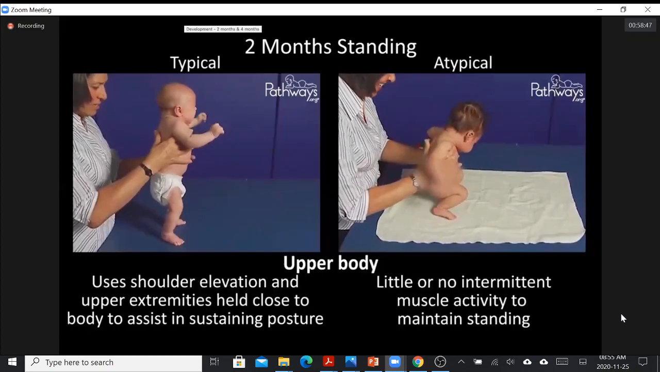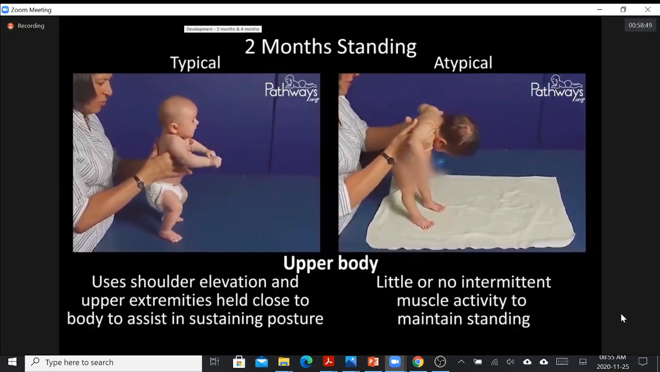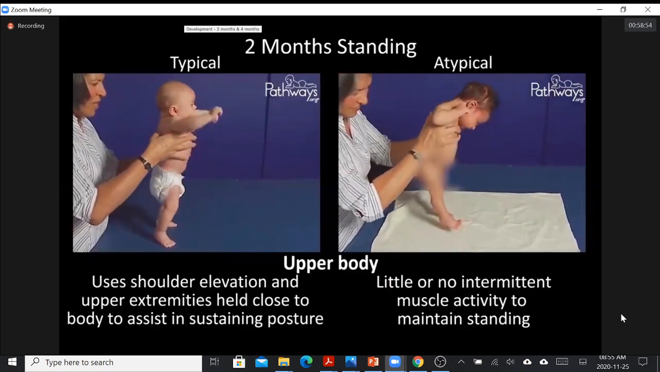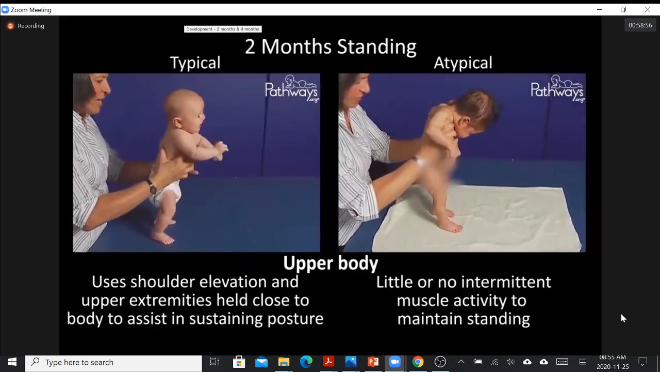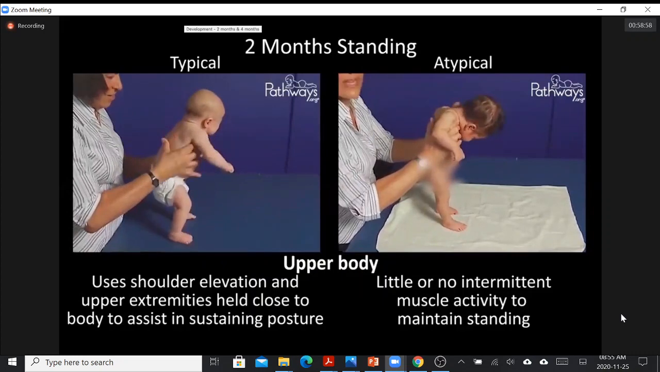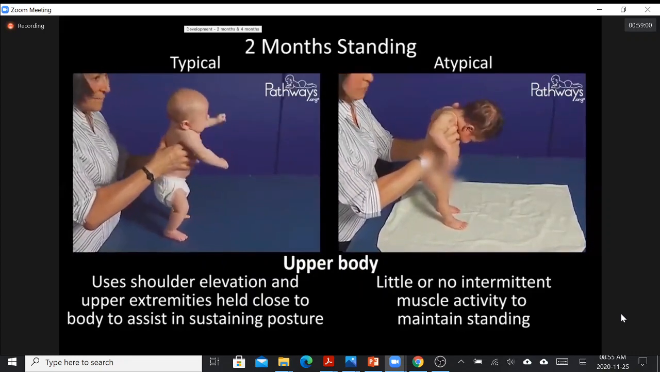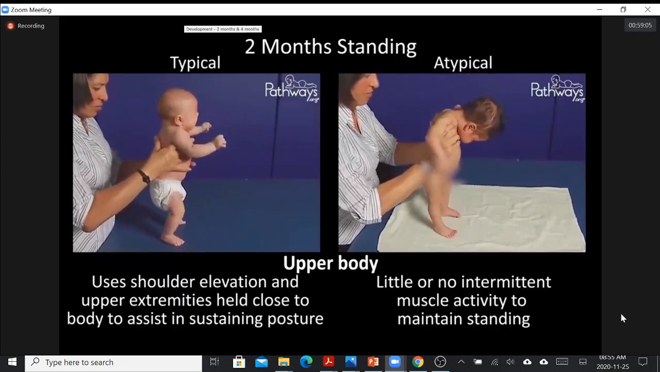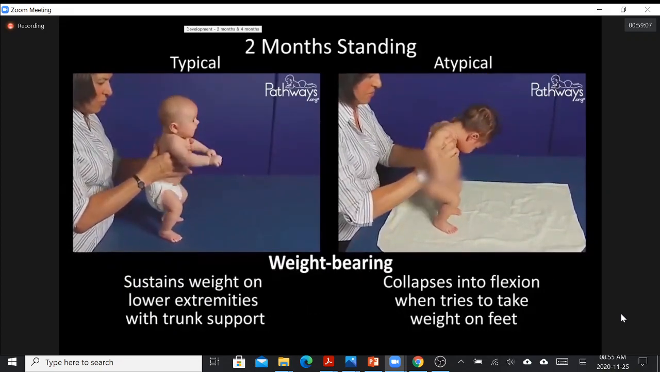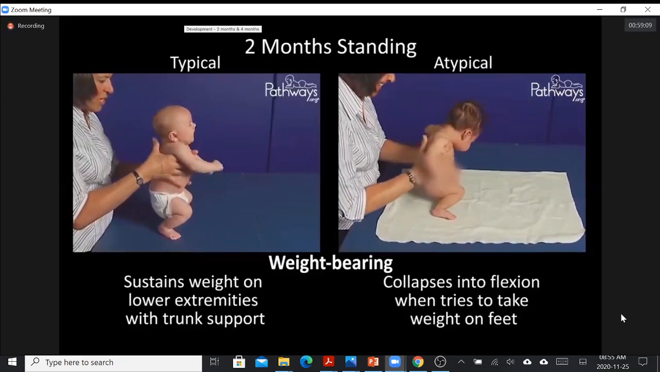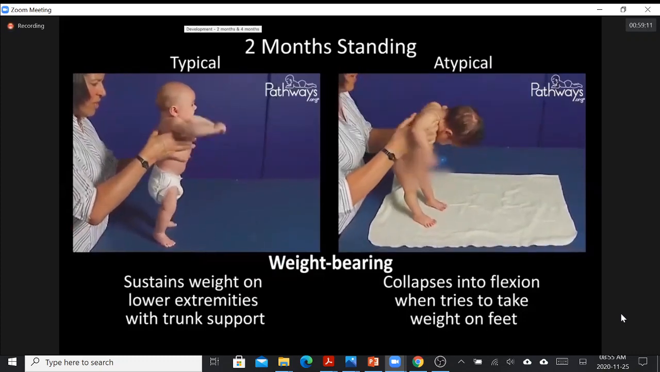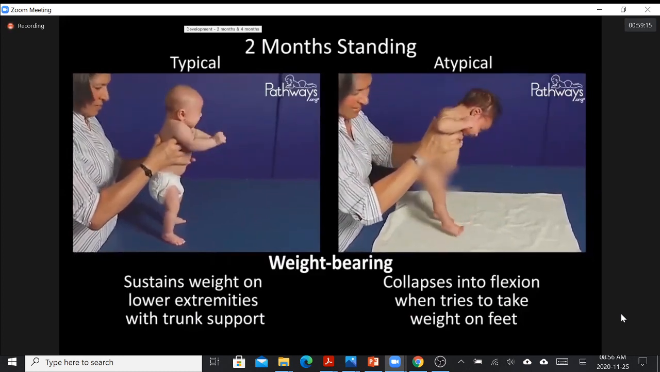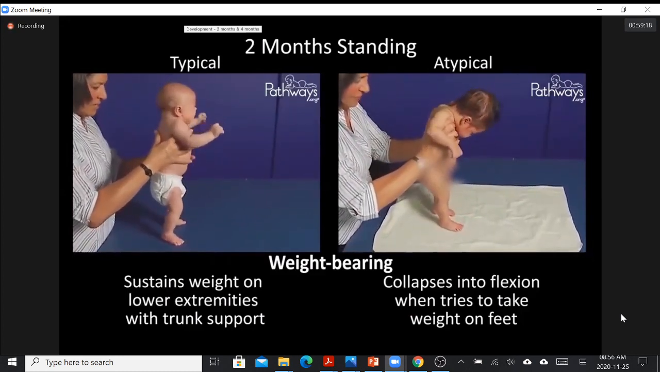Upper body. Note that the typically developing baby uses shoulder elevation, and his upper extremities are held close to his body to assist and sustain this posture, while the atypically developing baby has little or no intermittent muscle activity to maintain standing. Weight bearing. The typically developing baby sustains weight on lower extremities with trunk support, while the atypically developing baby collapses into flexion when the examiner tries to let him take weight on his feet.